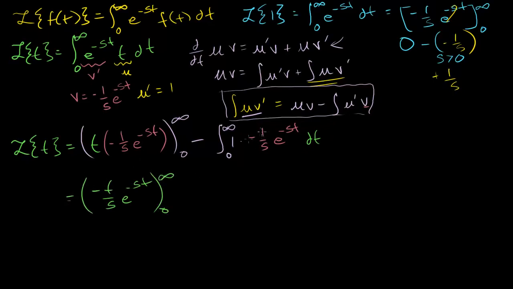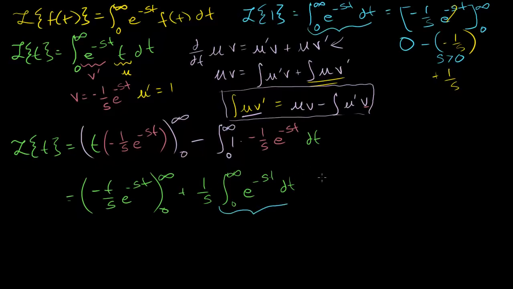And then we can take this, well, this is just 1. 1 times anything is 1, so we can just not write that. And then bring the minus 1 over s out. If we bring the minus 1 over s out, this becomes plus 1 over s times the integral from 0 to infinity of e to the minus st dt. And this should look familiar to you. This is exactly what we solved for right here. It was the Laplace transform of 1.